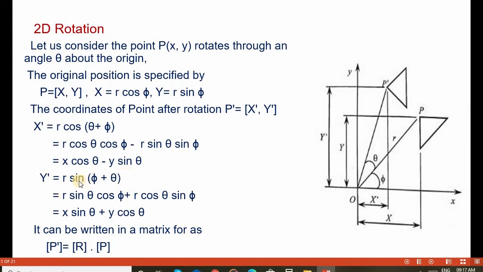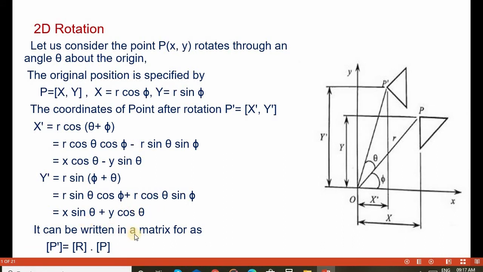So we can expand the equation: r sin theta cos phi plus r cos theta sin phi. Then we can simplify the equation and get x sin theta plus y cos theta. So this is the new coordinate of the rotated object in the y axis. So y dash equals x sin theta plus y cos theta.